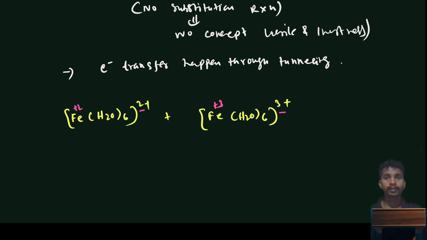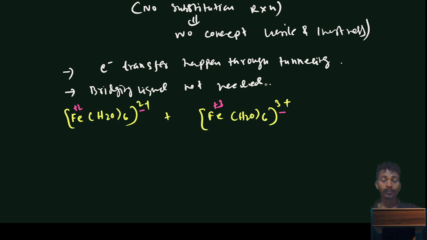Remember that here no bridging ligands are needed, because it happens without bond forming. A bridging ligand is needed for bond making and bond forming. Here the bond concept is not there, so we do not need any bridging ligand.